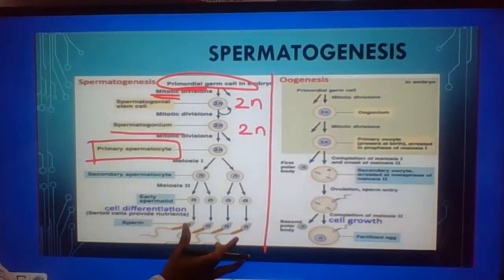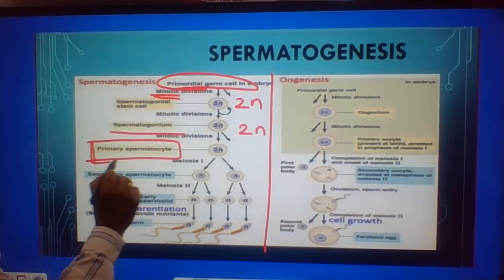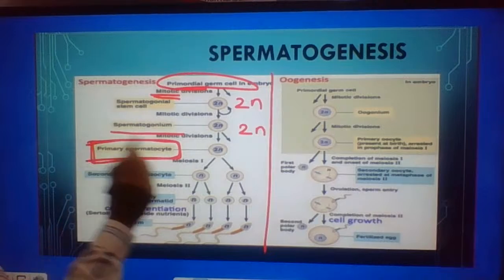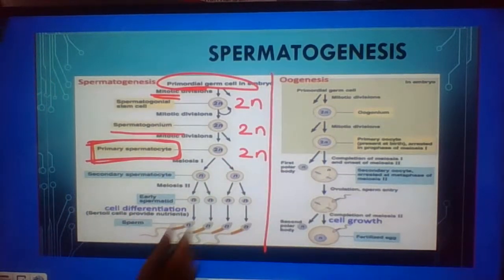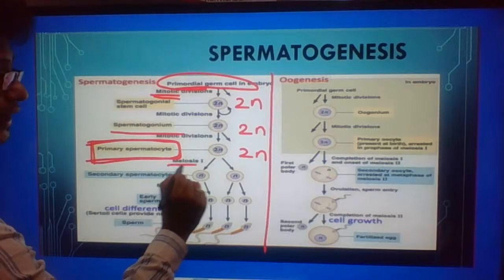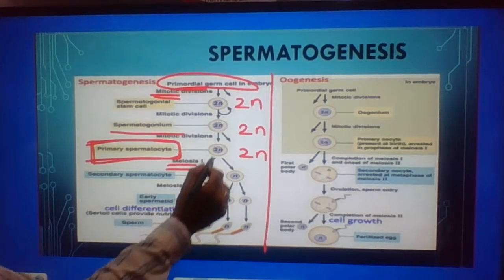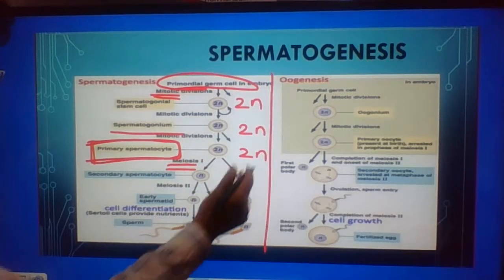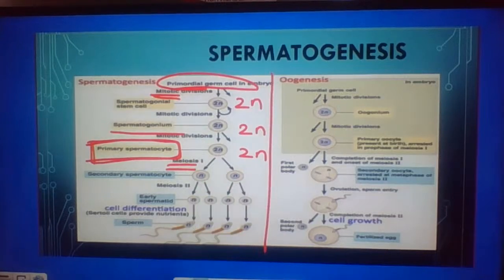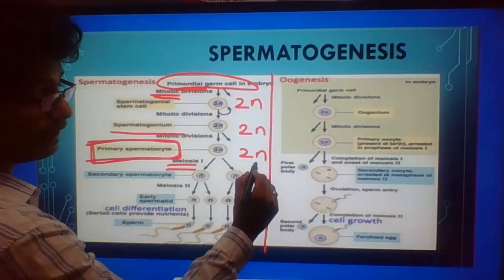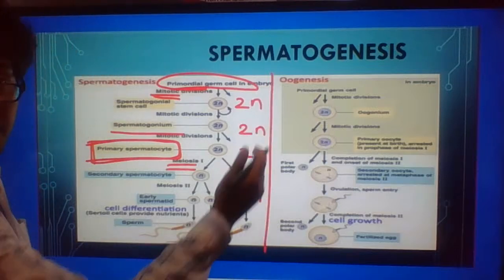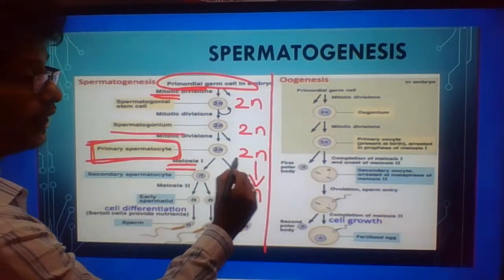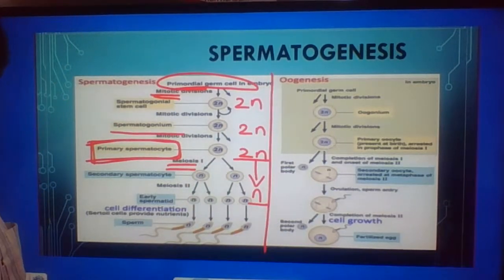In spermatogenesis, first you see the primary spermatocyte getting formed, where the ploidy of the primary spermatocyte is 2n. Then it leads to the first meiotic division. This is the last phase, the maturation phase, that is going to take place. Reduction division means the ploidy from 2n is transfigured to n, half the number. So it is getting reduced: 2n is converted to n.